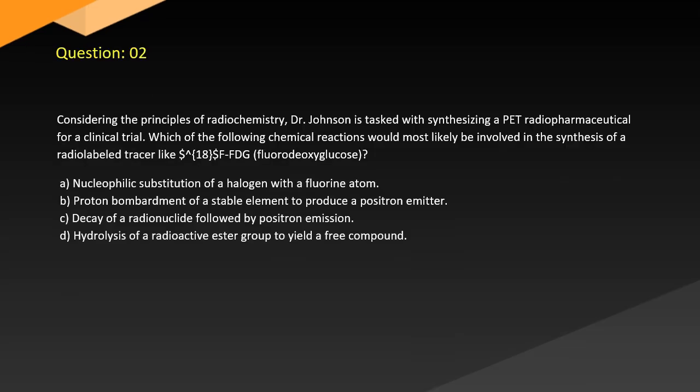Question 2. Considering the principles of radiochemistry, Dr. Johnson is tasked with synthesizing a PET radiopharmaceutical for a clinical trial. Which of the following chemical reactions would most likely be involved in the synthesis of a radiolabeled tracer like 18F-FDG, fluorodeoxyglucose? A. Nucleophilic substitution of a halogen with a fluorine atom. B. Proton bombardment of a stable element to produce a positron emitter. C. Decay of a radionuclide followed by positron emission. D. Hydrolysis of a radioactive ester group to yield a free compound.